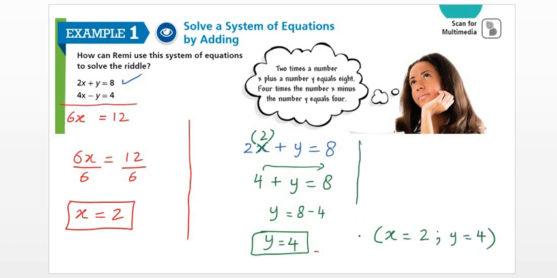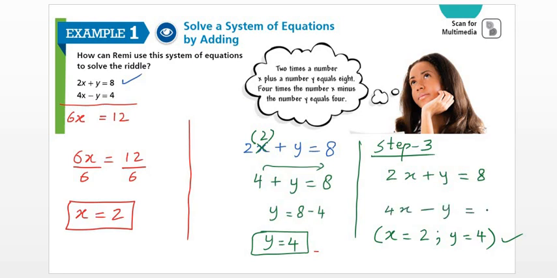Last step, if you want to do that, it's your choice. Let's say you want to check your answer. How can you check whether your answer is right or wrong? You can bring the basic equations, the equations that are given in the question: 2x plus y equals 8, and the second one says 4x minus y equals 4. Now replace these x and y by their values.